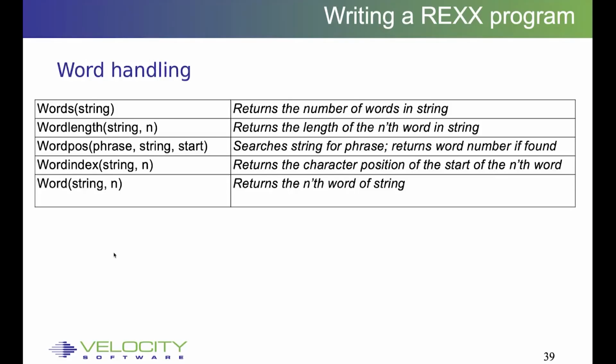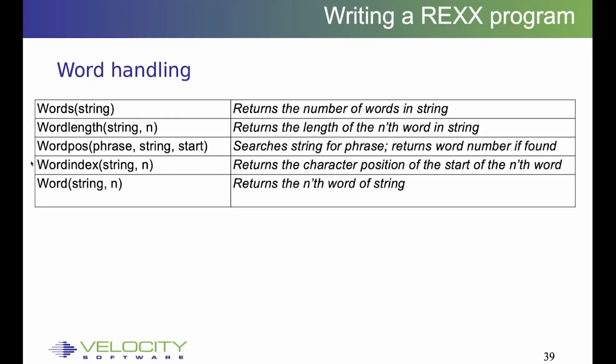REXX also provides for word handling. What this means is words in a string. Think of a sentence that has multiple words in it, and a word is a set of characters delineated with spaces. The word functions allow us to count the number of words in a string, to get the length of the nth word, like the 3rd word in the string, and to get the position of a word in the string. That's what word pos allows you to do.